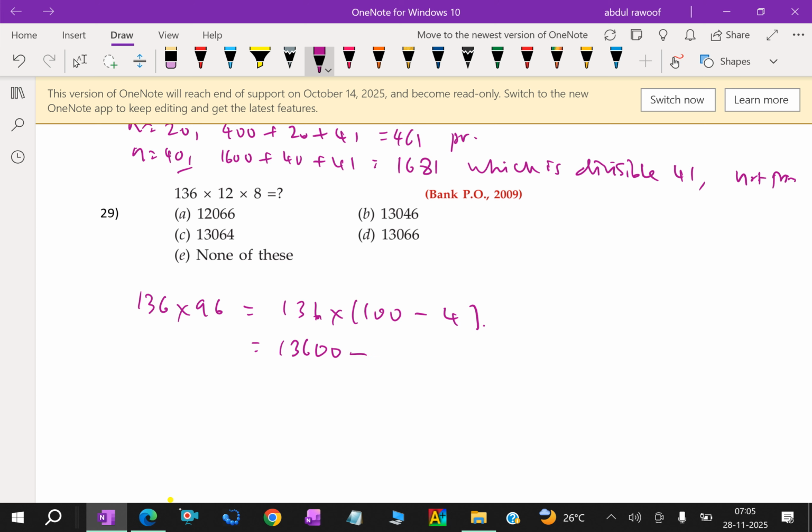4 sixes are 24, 2 carries. 4 threes are 12, 14, 4 carries 1. 4 ones are 4, 5. So 544. Then subtraction gives 13056. Option C.